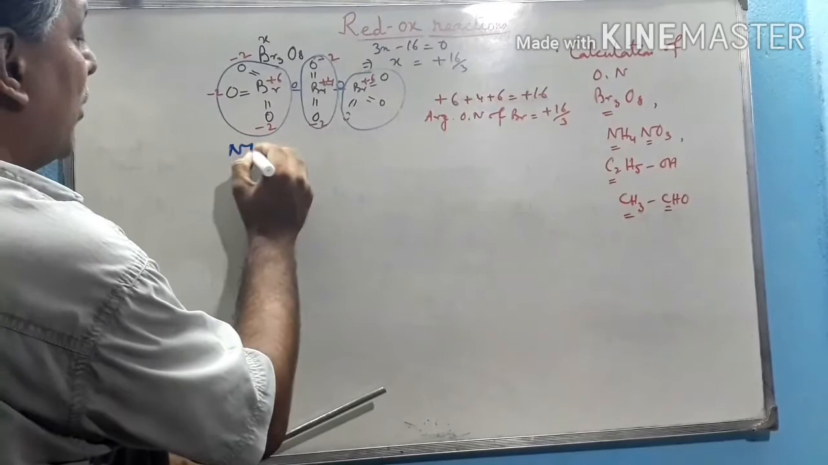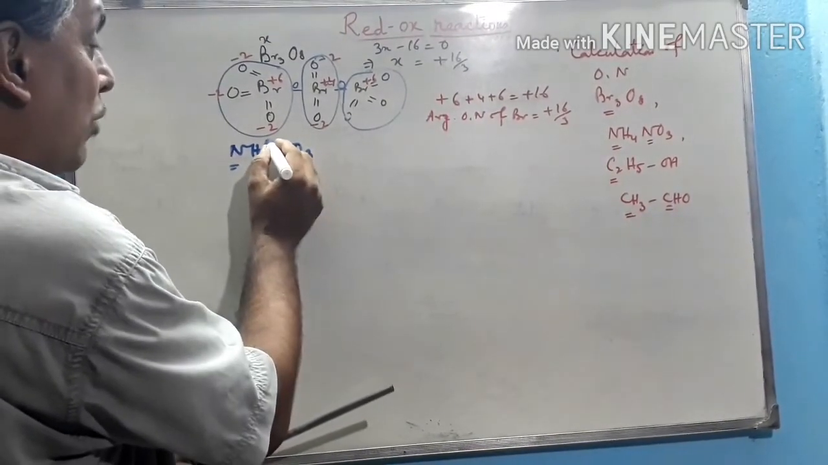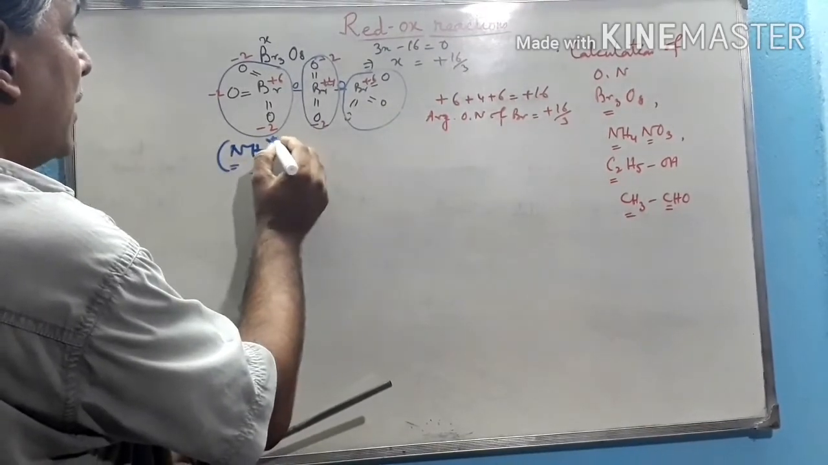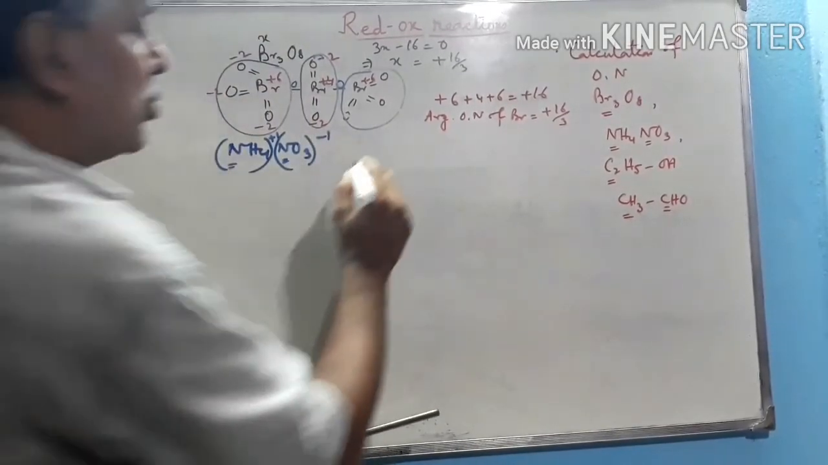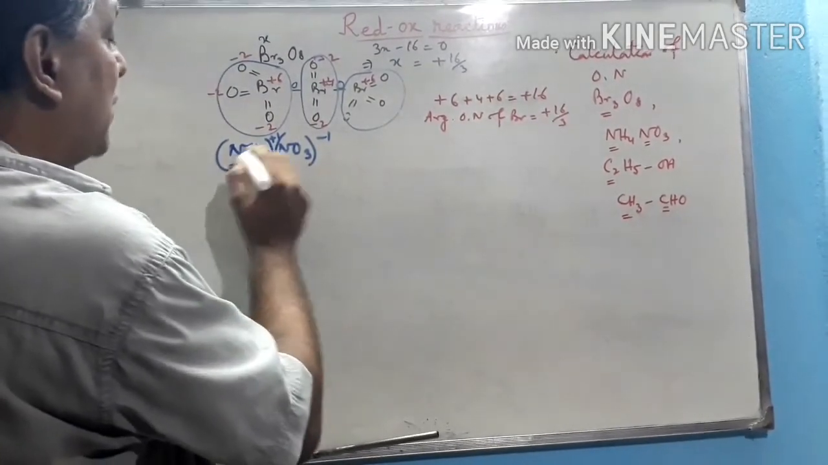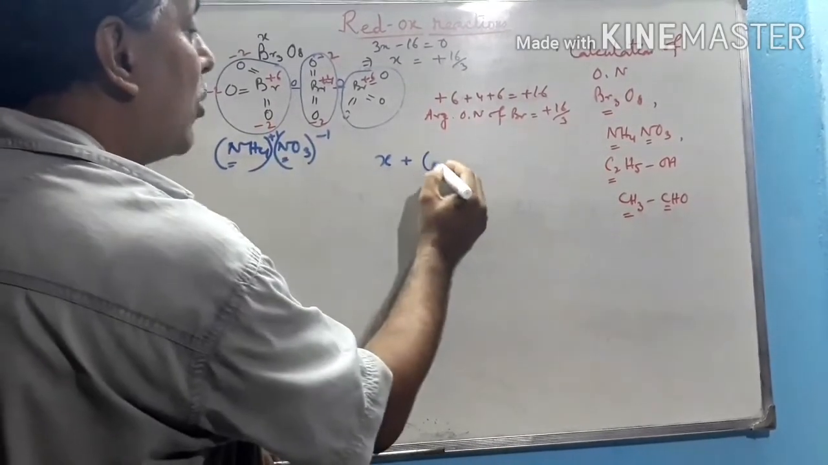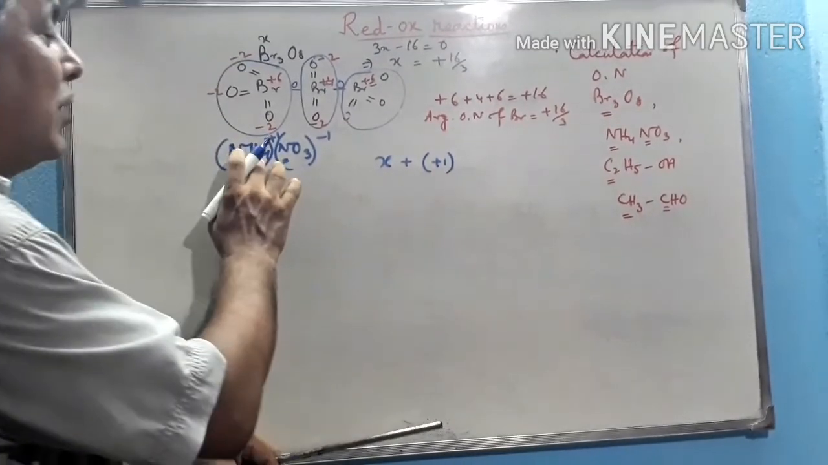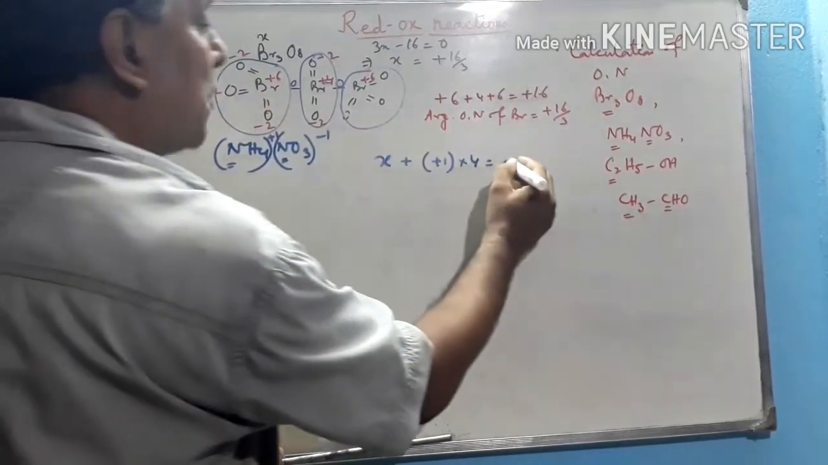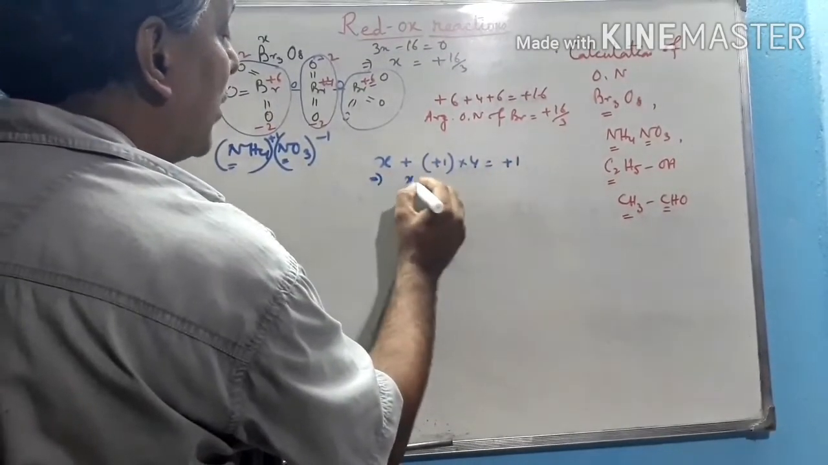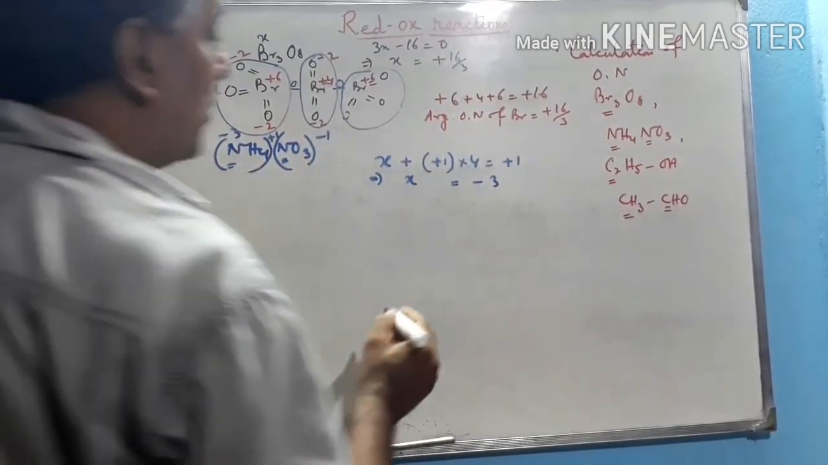Next compound is NH4NO3. We have to calculate the oxidation number of each nitrogen atom. It is an ionic compound. Here NH4 is plus 1 and NO3 is minus 1. So separately you have to calculate the oxidation number of each nitrogen atom. In case of this nitrogen, the oxidation number is x. The oxidation number of hydrogen is plus 1 because the hydrogen is attached with the non-metal, so plus 1 into 4. Overall charge becomes plus 1. For this part, we can calculate the value of x equal to minus 3, the oxidation number of this nitrogen.